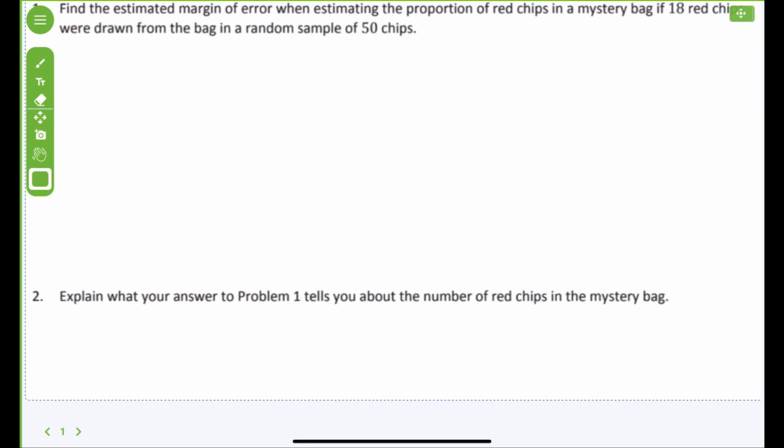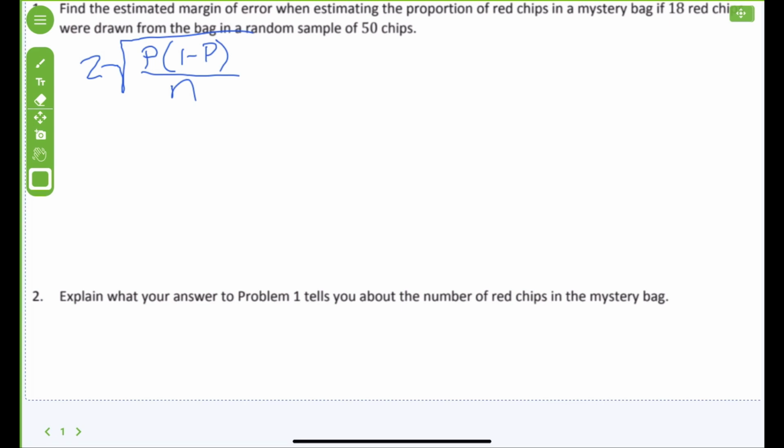It is 2 times the square root of, are we talking about a sample? No, we're talking about a proportion here. So the probability, and then this is what's called the complement, or I call it the complement probability, over n, which is the number of the random sample.